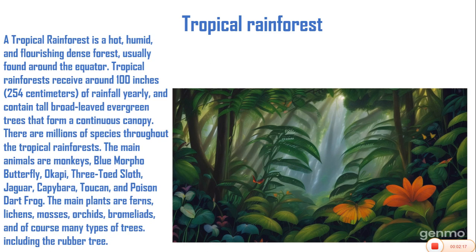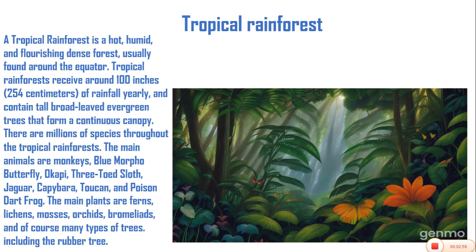The leaves on this image, they are broad, and the trees form a continuous canopy. There are millions of species throughout the tropical rainforest. The main animals here are the monkeys, the blue morpho butterfly, the okapi, three-toed sloth, jaguar, capybara, toucan, poison dart frog. The main plants are ferns, lichens, mosses, orchids, bromeliads, and of course many types of trees, including the rubber tree.